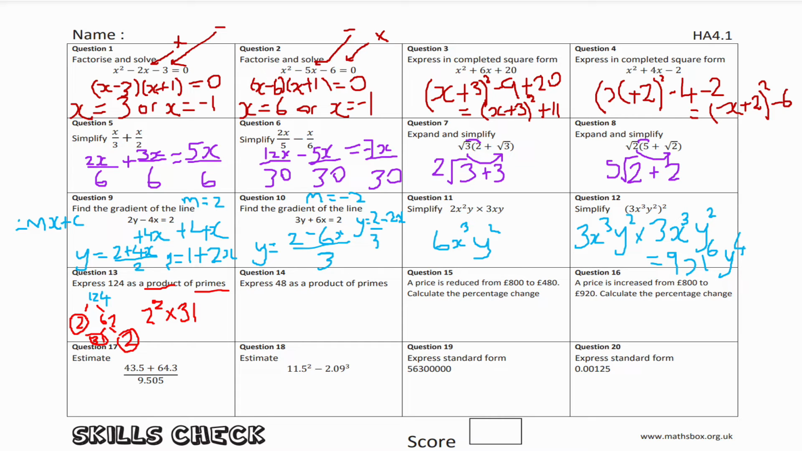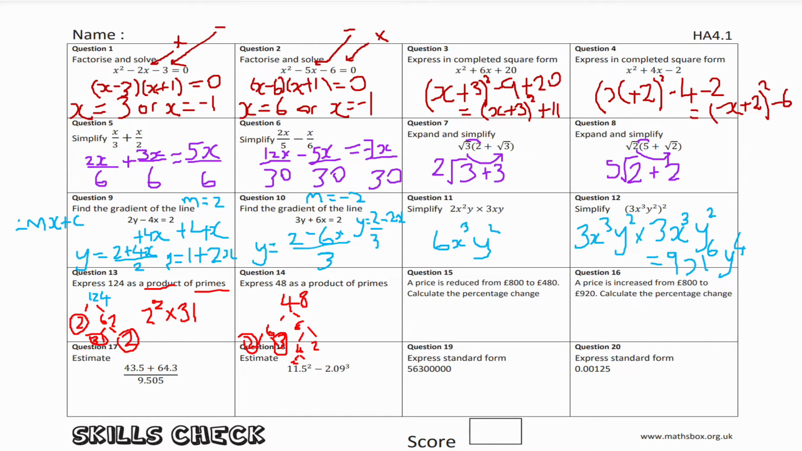Okay, this is question number 14. Express 48 as a product of primes. So decomposing this tree, 48 goes to 6 and 8. 6 and 8 decompose further, so 6 goes to 2 and 3. Then I can circle 2 and 3. And then 8 decomposes to 4 and 2, and then 2 and 2.